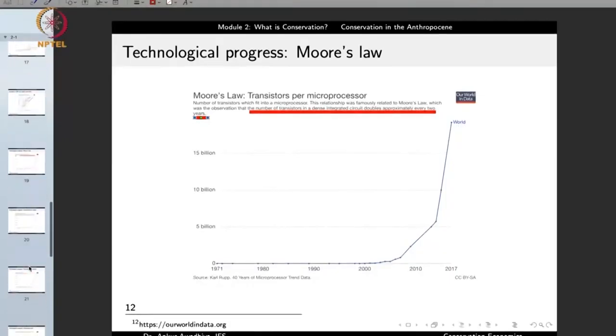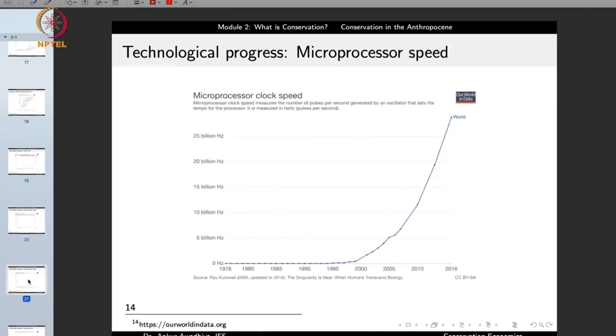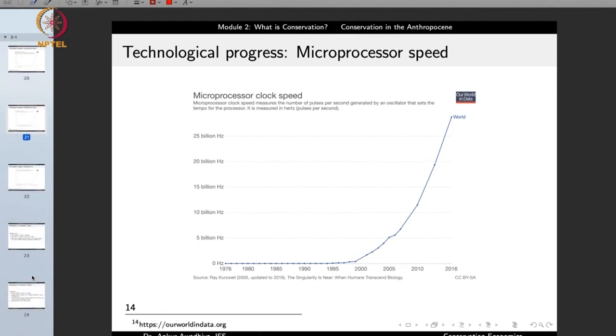Other indicators include things such as the supercomputing power that we have. If we make a plot of the supercomputing power in terms of flops, we'll find that here again we see a roughly exponential increase. Increases in the microprocessor clock speed are another indication of technology. Here also we are observing an exponential increase in the microprocessor clock speed with time. So T has been increasing, and this rate of increase has also been increasing with time.